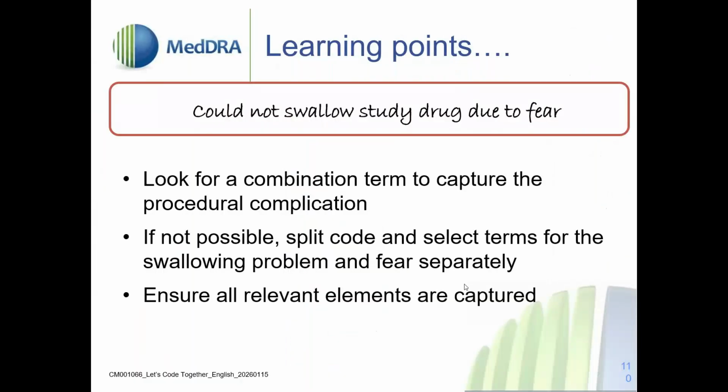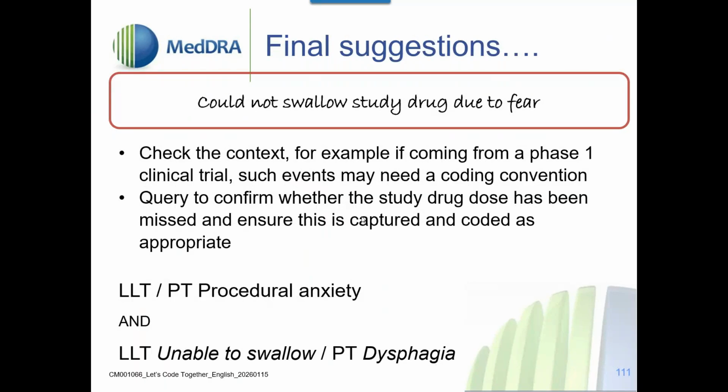We'll have to see. So what we would learn is look for a combination term. Look for something like psychogenic, saying that the swallowing is due to a psychological issue, or in this case, the fear. If not possible, split code and select terms for the swallowing problem and the fear separately, but make sure that all the relevant elements are captured. Check the context, and if this comes from a phase 1 clinical trial, it may be that you have a coding convention for these. Say it may be related to your drug. If it happens quite commonly, you might have a convention just to ensure that you're always consistent in how you code them. Query to confirm whether the study drug dose has been missed. So make sure that we don't miss that the dose has not been given, because that might be equally important to capture. So I would select procedural anxiety and unable to swallow with a PT of dysphagia, because that's what's reported.